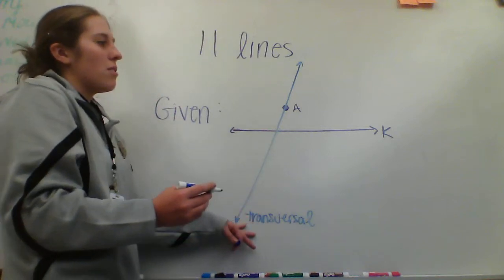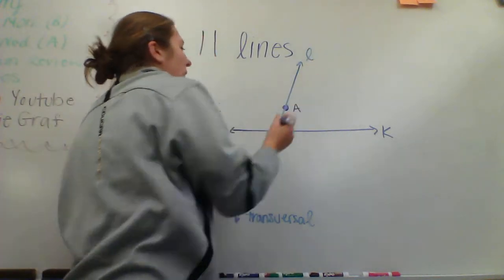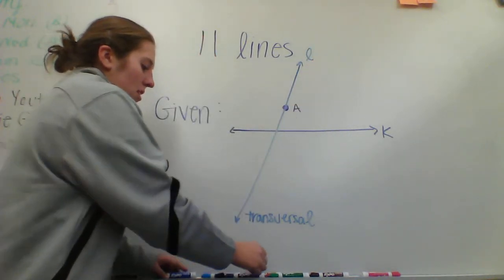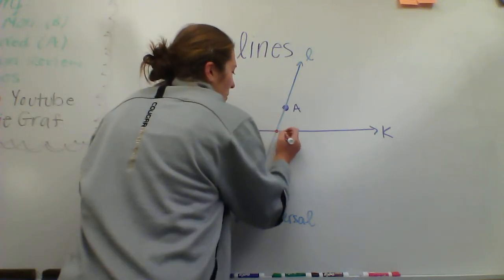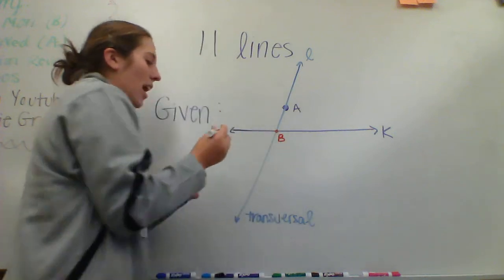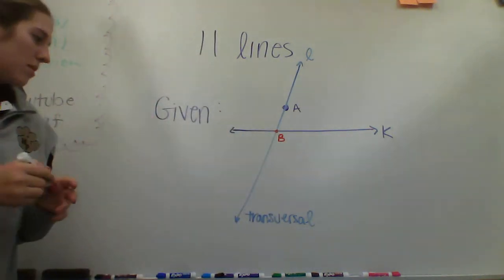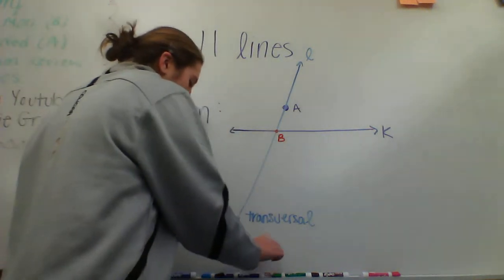Alright, this is called the transversal, and I'm going to label it L, so line L. Where my lines intersected, I'm going to draw a point, and I'm going to label it B. So we've got A and B. So step one was to draw this transversal in.